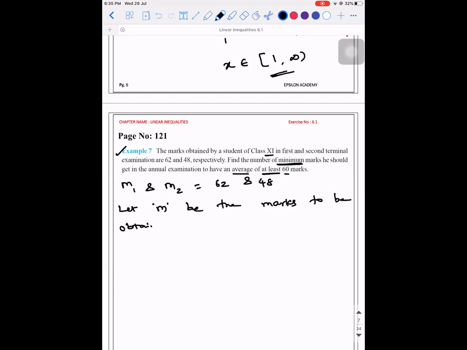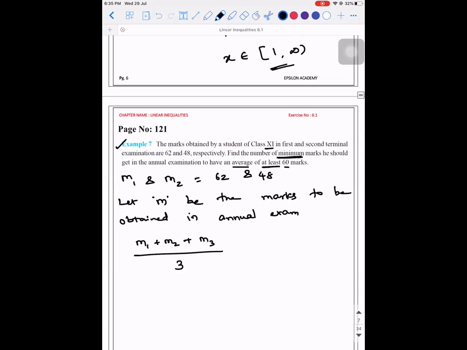So let M be the marks to be obtained in the annual exam. Then what can we say? M1 plus M2 plus M3 by 3. This is the average. So what are they told? At least means it should be greater than or equal to 60.